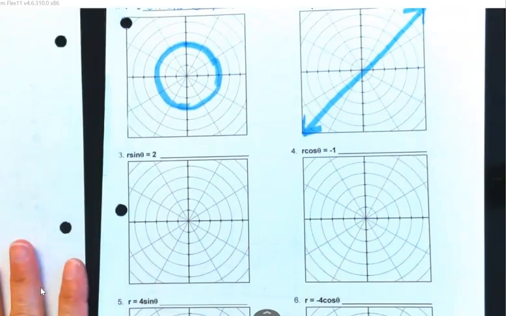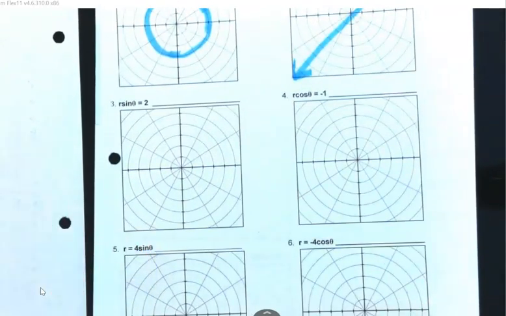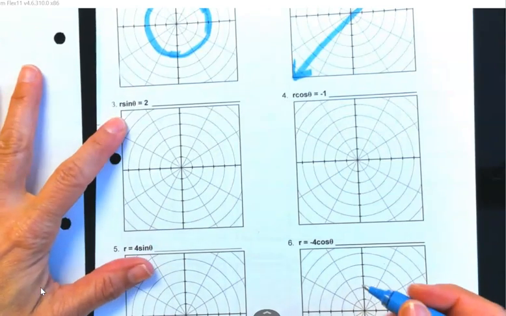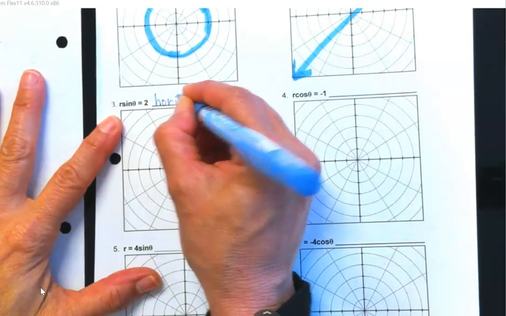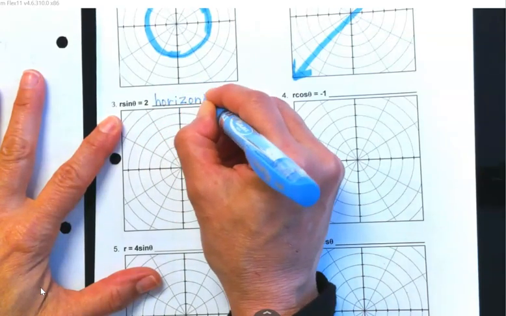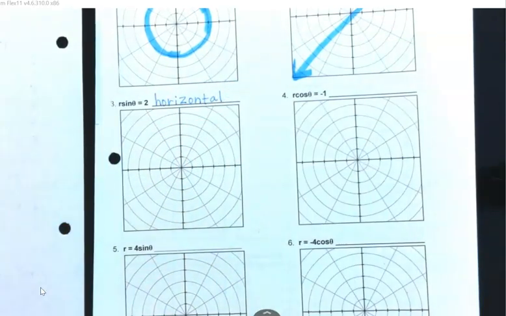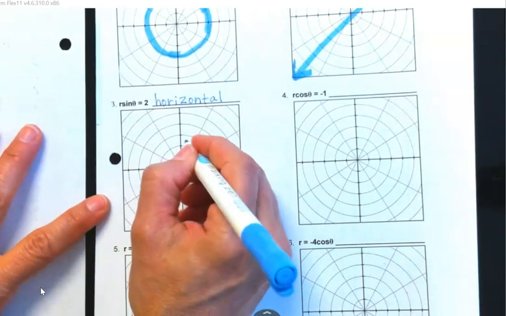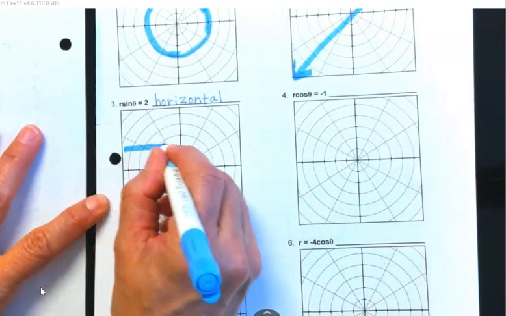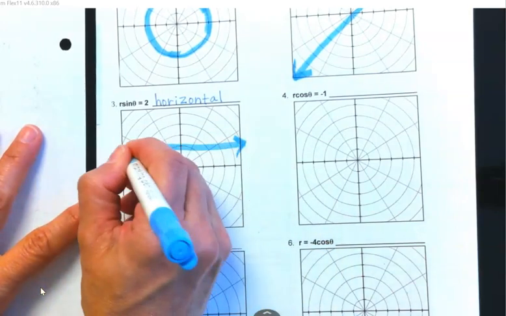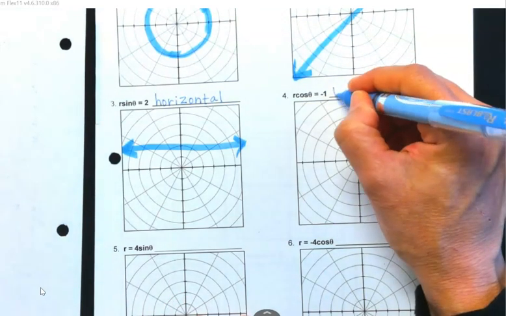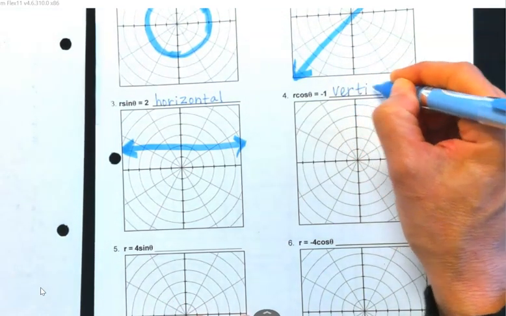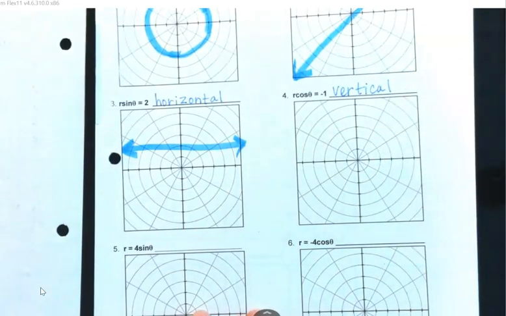All right, let's take a look at 3 and 4. So for problem number 3, r sine theta, guys, that is y equals. So we know this is a horizontal line. Let's draw a horizontal line 2 places above the pole. And then r cosine theta, remember this is a vertical line. We're going to draw a vertical line 1 place to the left of the pole.